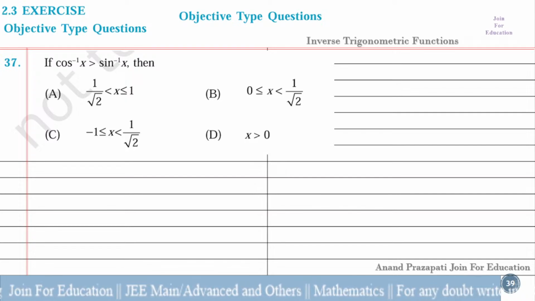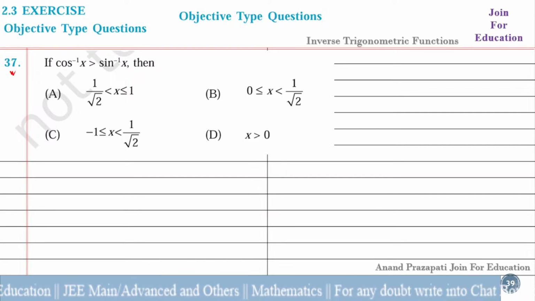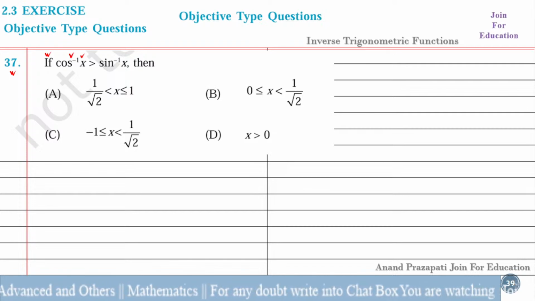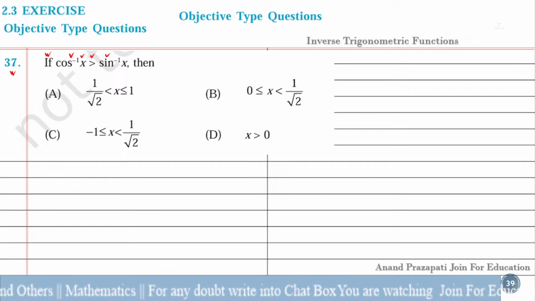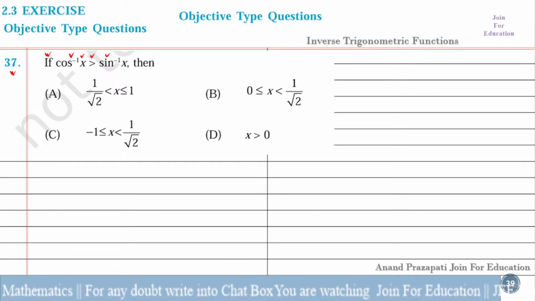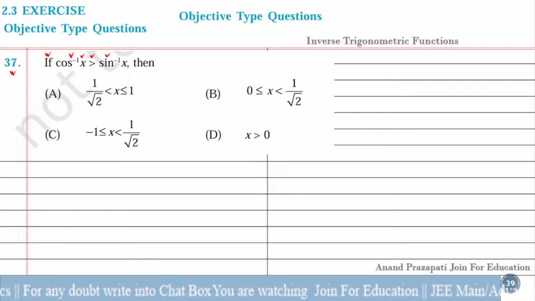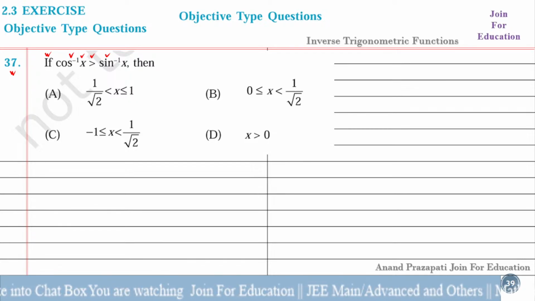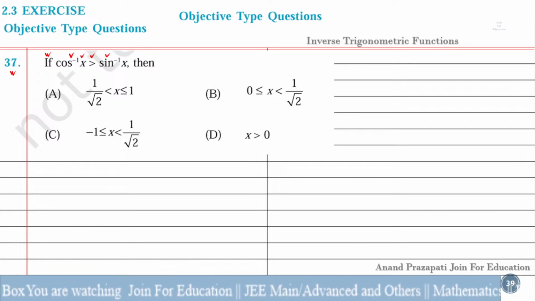Let's see question number 37. In this question it asks us, if cos inverse x is greater than sin inverse x, then which option will be correct out of these 4 options? After the solution, I will pick out the correct option. Let's see the solution.